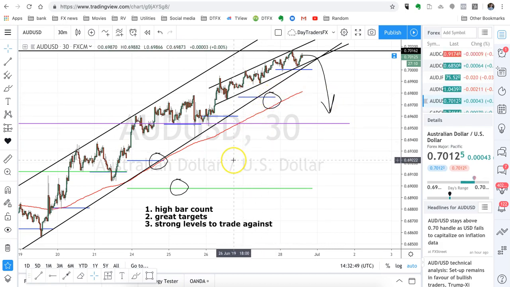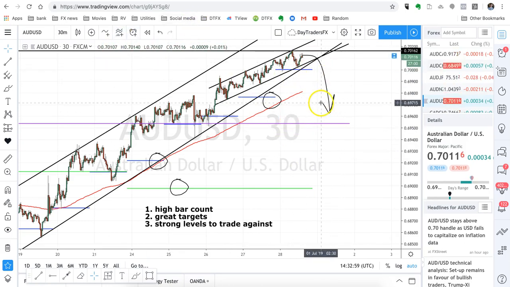But if this makes a little bit of a bigger run down to this next daily pivot, that's now like 60, 70 pips. So I'm not ready to trade against this one yet. Just know this is the setup. This is the kind of thing that we're looking for.